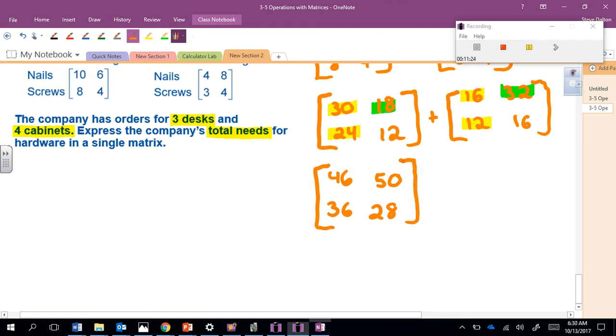Now, my answer is going to be this matrix. That's all we really have for this.